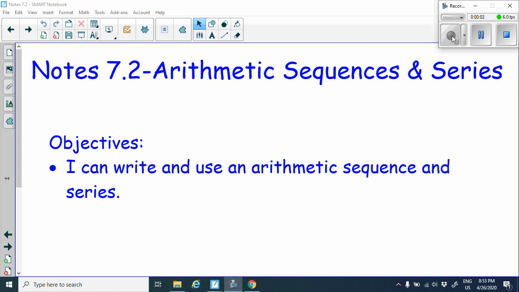Hi guys, here are the notes for 7.2. We're going to be working with arithmetic sequences and series. So we'll be able to write and use arithmetic sequences and series.